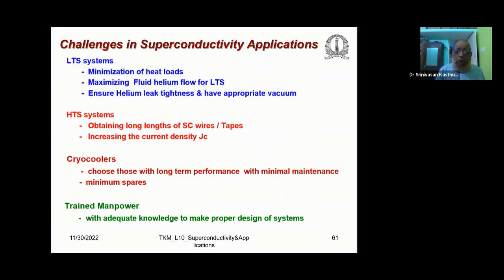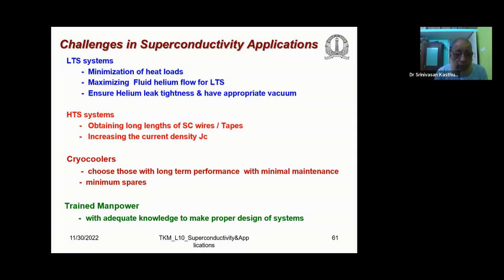Now, what are the challenges in the area of superconducting applications? In the case of low temperature superconducting systems, you have to minimize the heat load coming from external sources, and you have to maximize the fluid helium flow through the low temperature superconductor. So you must ensure helium leak tightness, and appropriate vacuum is needed in such cases.